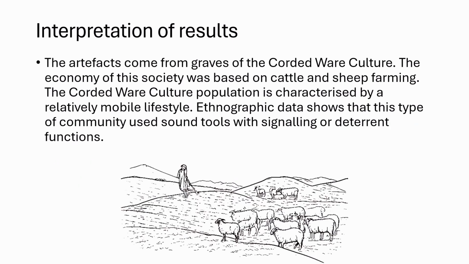The artifacts come from graves of the Corded Ware culture. The economy of this society was based on cattle and sheep farming. The Corded Ware culture population is characterized by a relatively mobile lifestyle. Ethnographic data shows that this type of community used sound tools with signaling or deterrent functions.